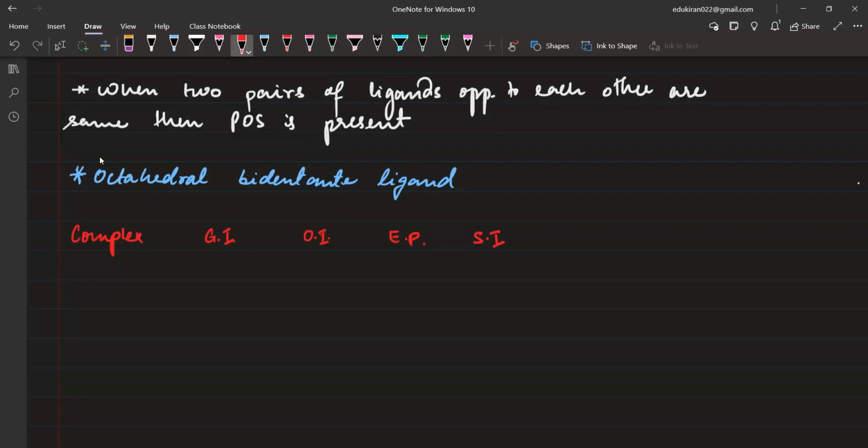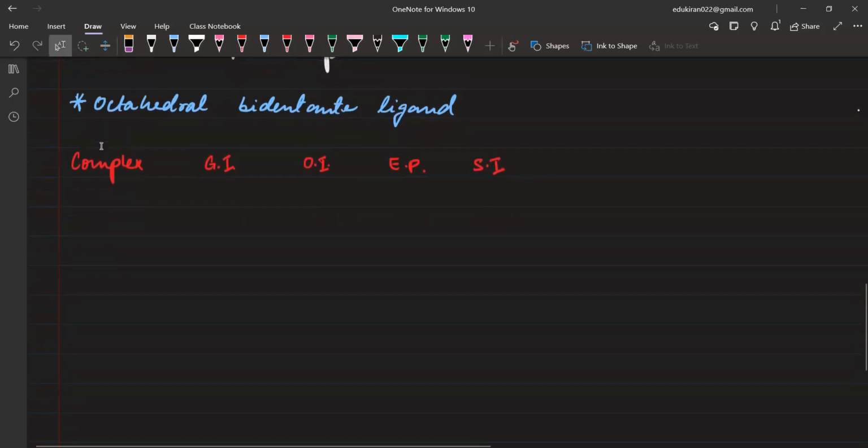Guys, any idea what will be the first case for bidentate ligand? In bidentate ligand, which will be the very first case that we make? MA3. MAA3, right? Very good. I think you meant the same thing, right? MAA.